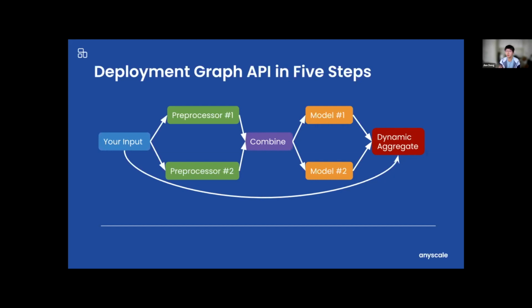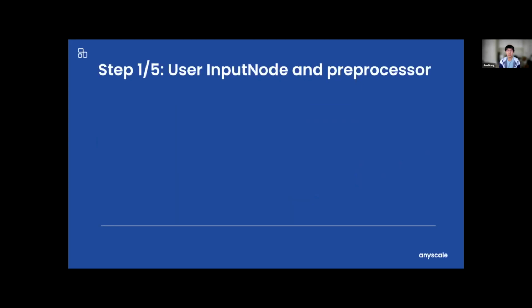So this shows control flow and dynamic aggregation. Okay, so let's get started with the first step. Your input is here, and we introduce one of the key APIs: a class called InputNode that represents your input to the graph. And this object will be resolved at runtime.